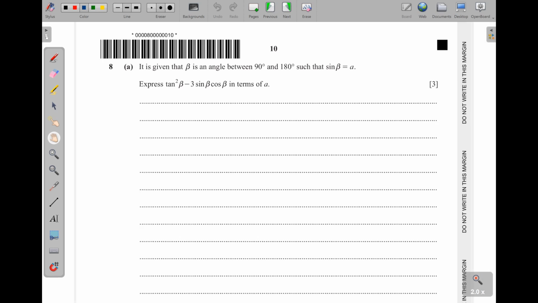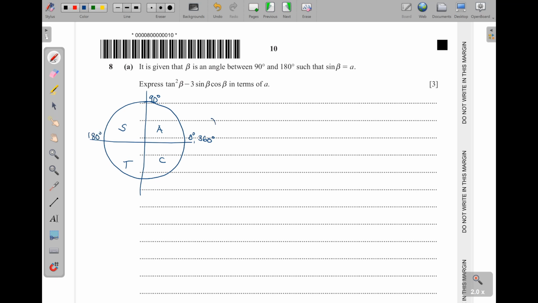So I'm going to draw my 4 quadrants. We put A here. All of sine, tan, and cos are positive in the first quadrant. Only sine is positive in the second quadrant. Only tan is positive in the third quadrant. Only cos is positive in the fourth quadrant. Then we can have 0 degrees. This is 360 degrees. And of course, this is 90, then 180.